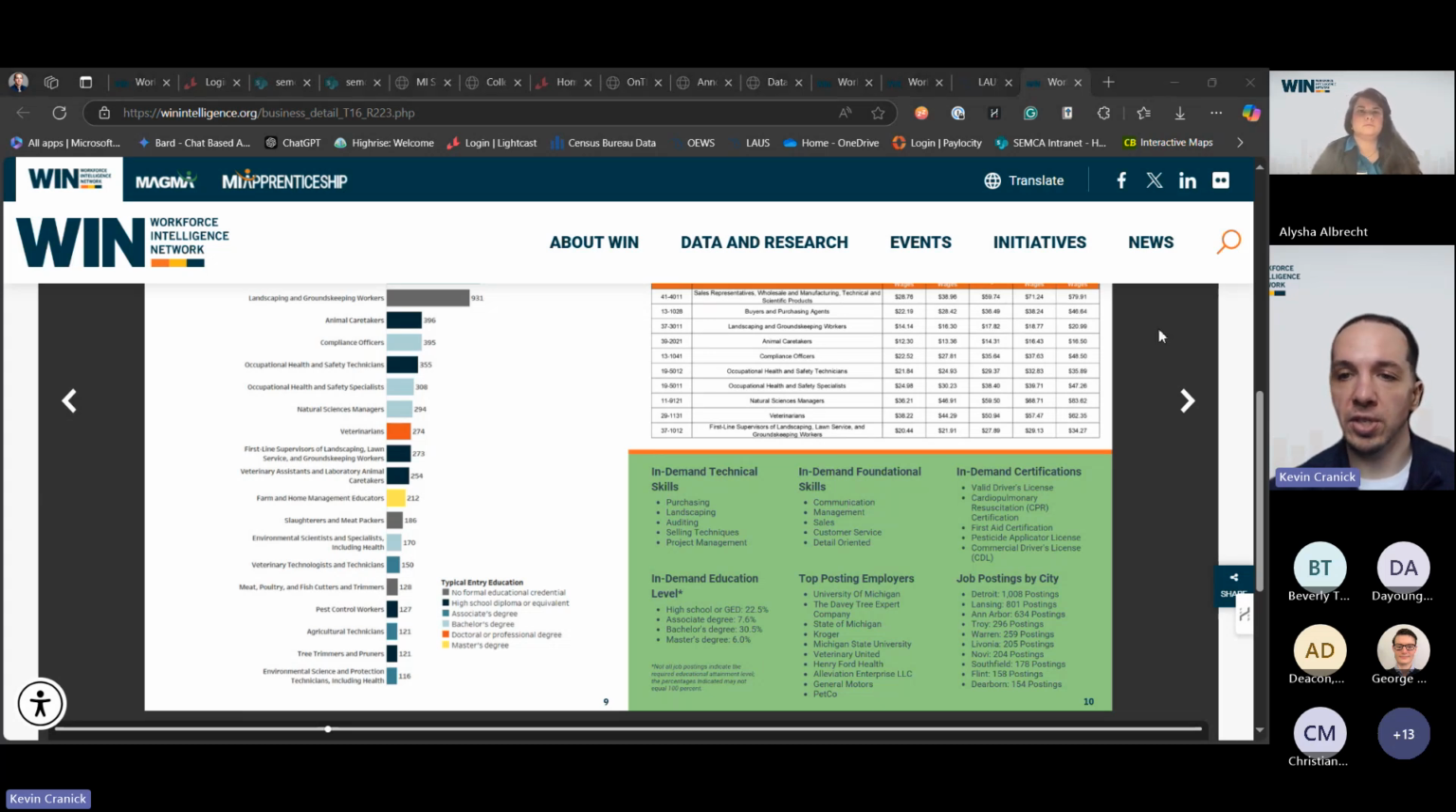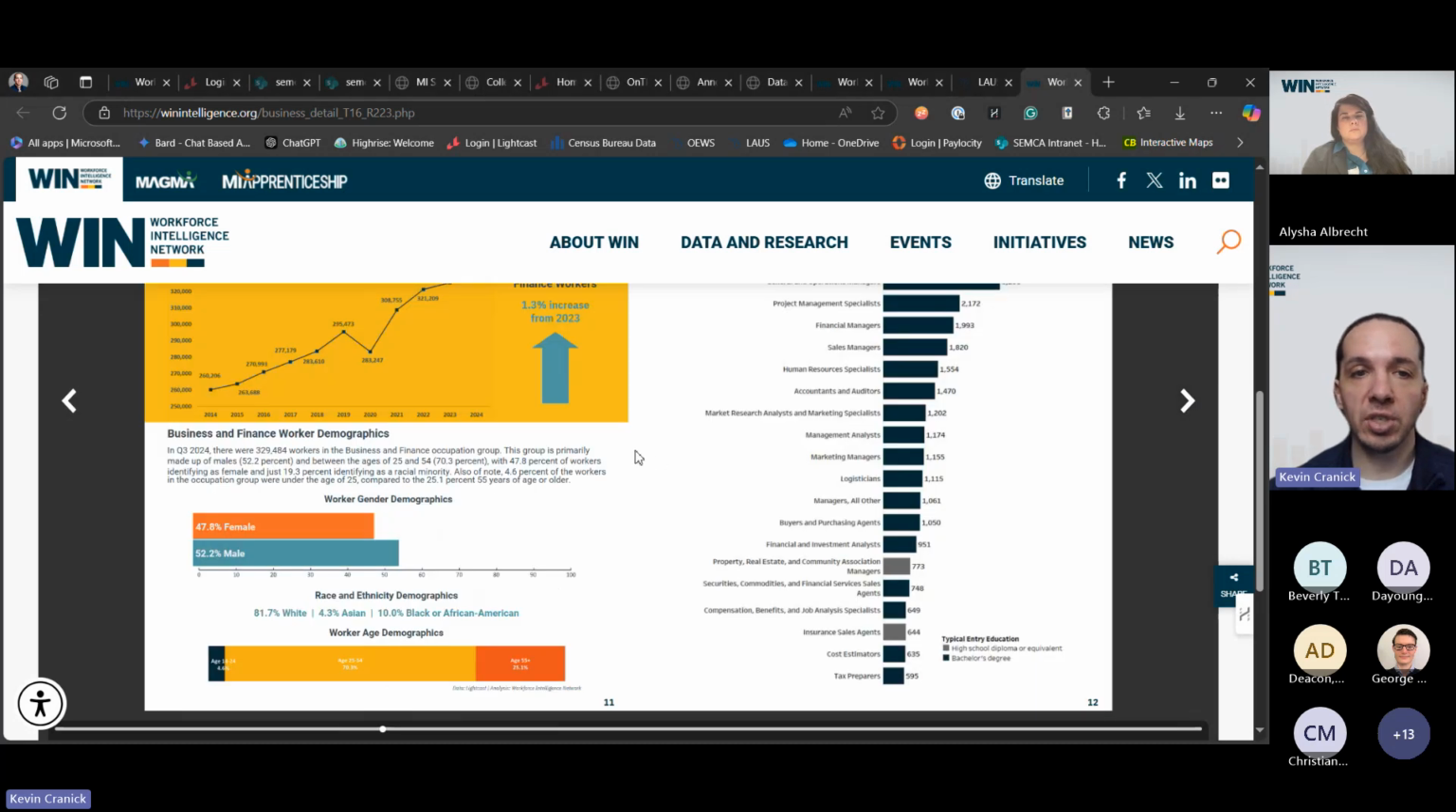A lot of people refer to those as soft skills. We also provide the top 5 in-demand certifications based on employer job postings. And then we also give you the top job postings by city, the top posting employers for that occupation group, and then a nice breakdown of the in-demand education level. So again, pretty high level overview.